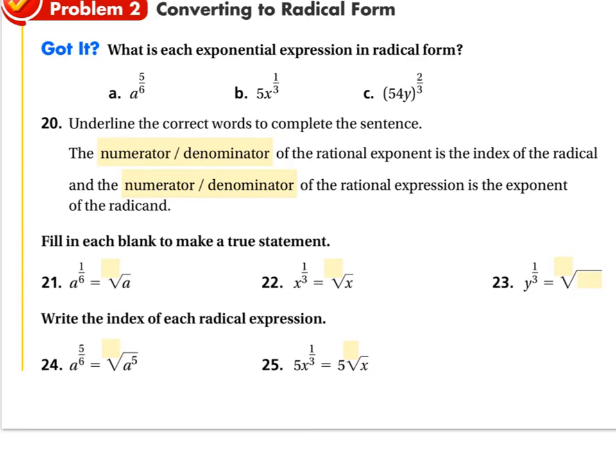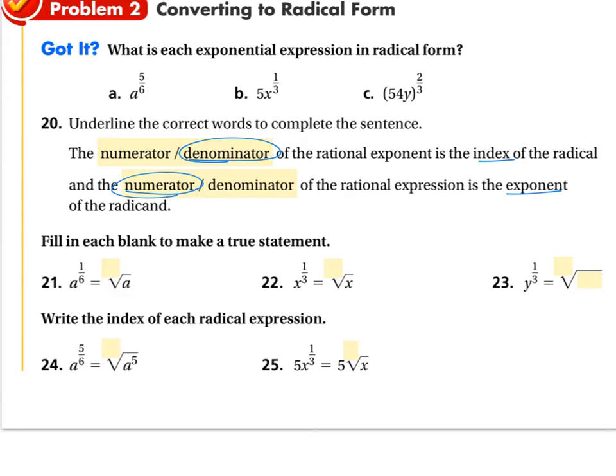Let's check our understanding. So looking at a, b, and c here, we're going to underline the correct words to complete the sentence. The numerator or denominator of the rational exponent is the index of the radical. The denominator is the index. The numerator will be the exponent of the radicand. So it's the exponent inside the radical.